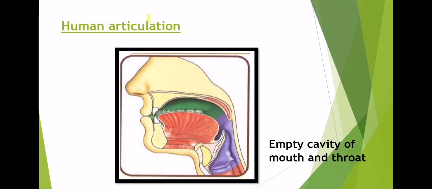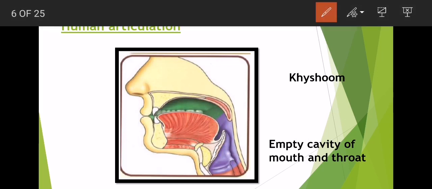Okay, now we will go to the second part, which is the second general articulation point. It is the khayshoom. What is khayshoom? Khayshoom means the nasal cavity. The area that I am covering, colored with yellow, is the khayshoom.